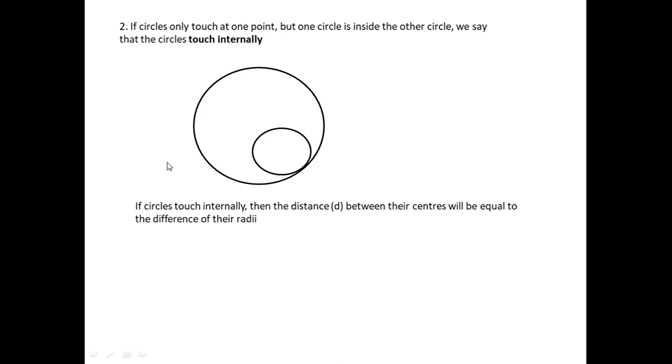Now, another type of interaction is if the 2 circles touch at one point, but one circle is inside the other circle, we say the circles touch internally. There are 2 circles touching internally. Now, if the circles are touching internally, then the distance between their centers will be equal to the difference of their radii. So the distance from this center to that center will be equal to the big radius minus the little radius. So that's the distance between the 2 centers, and it's equal to the long radius minus the short radius. There it is in mathematical notation.